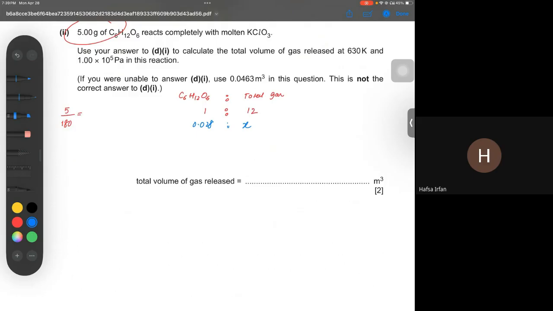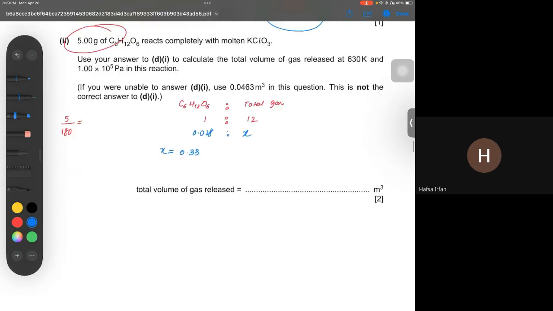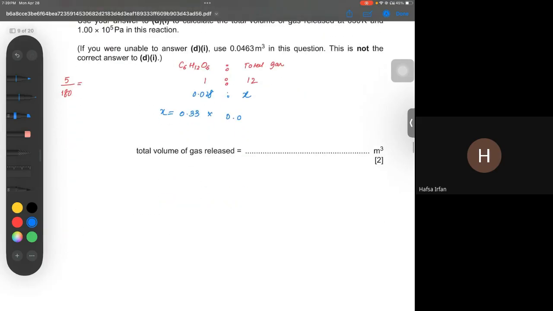But what's the answer? 0.33. X is equal to 0.33. So if I was getting the volume for 1 mole of gas, and if I have this many moles, so what would be the volume? I'm going to multiply this by 0.0524. So the answer is, what?